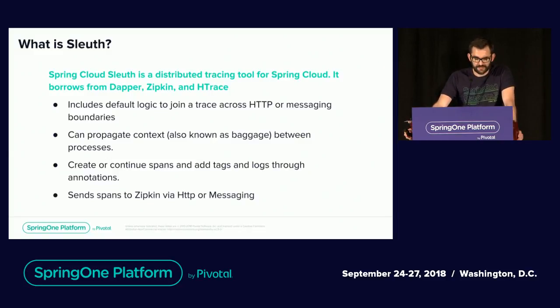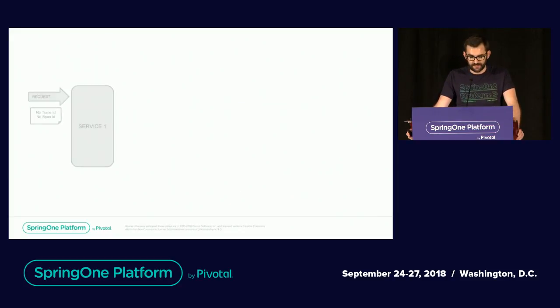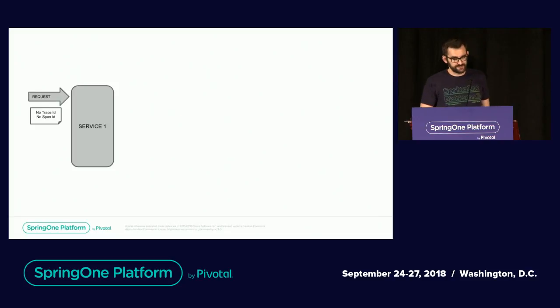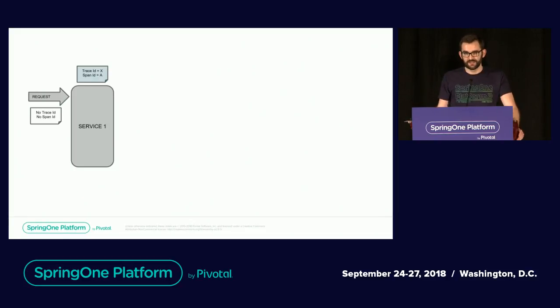And Sleuth can send those spans for proper sketching in the UI and proper processing to Zipkin. It can be done via HTTP or messaging. So let's say that we have 4 services. A request comes in. There is no trace or span information. So what Sleuth does, it creates a new trace. Let's call it X. Actually, it's a number.